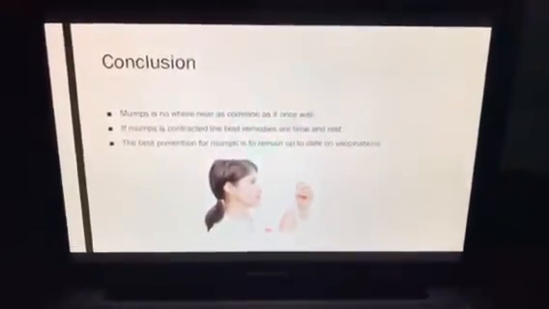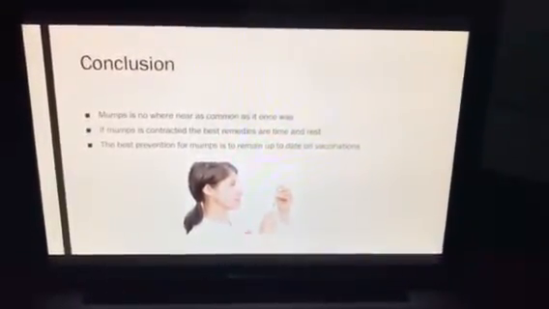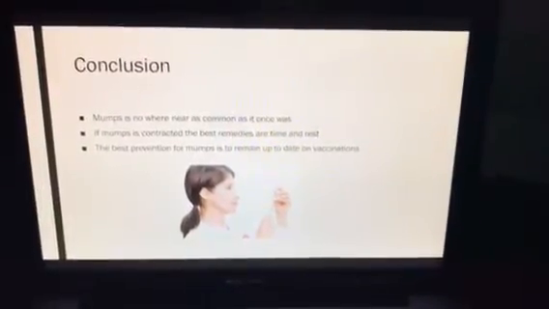So, in conclusion, mumps is nowhere as near as common as it once was. It has been significantly decreased in the United States due to the vaccine. If you do, for some reason, contract mumps, the best remedies are time and rest to treat your symptoms. And the best prevention for mumps is to remain up to date on vaccinations.